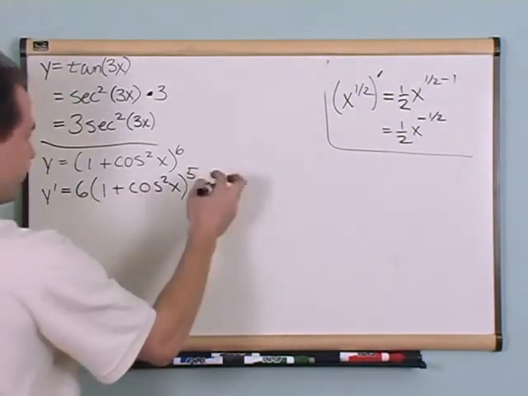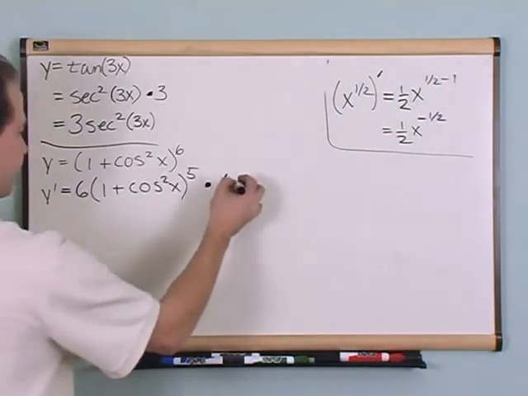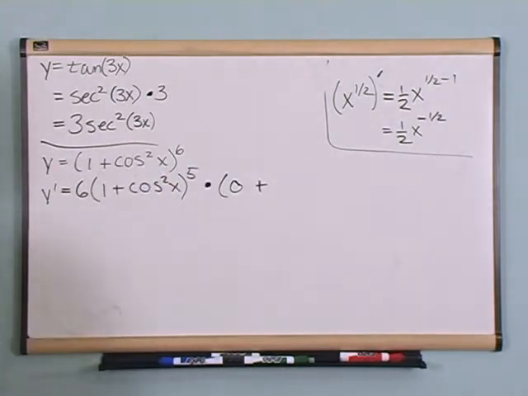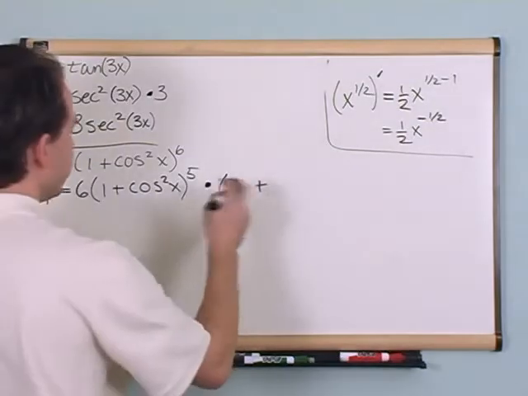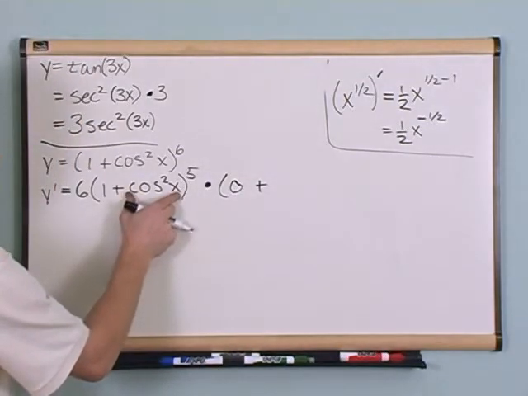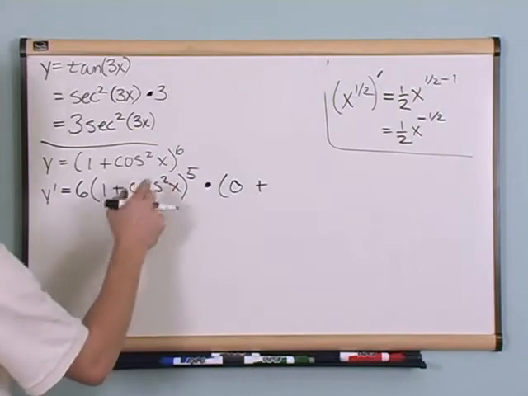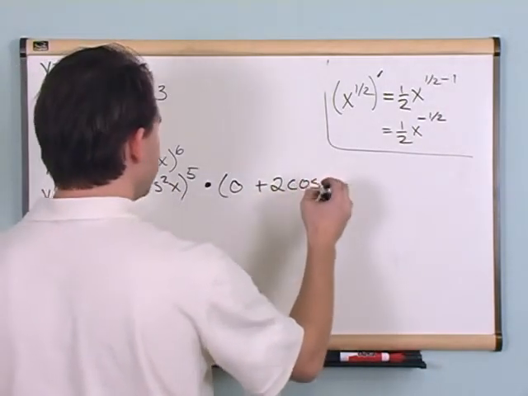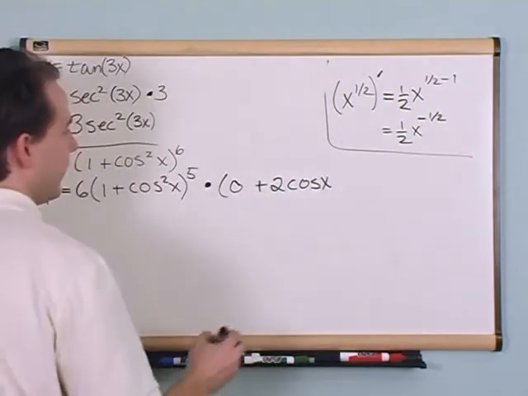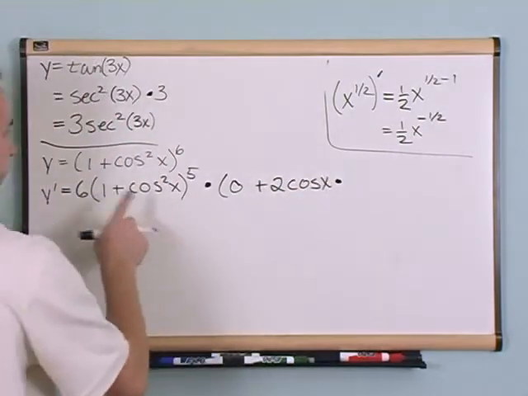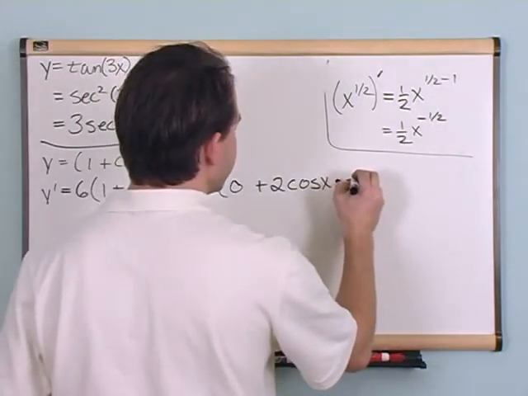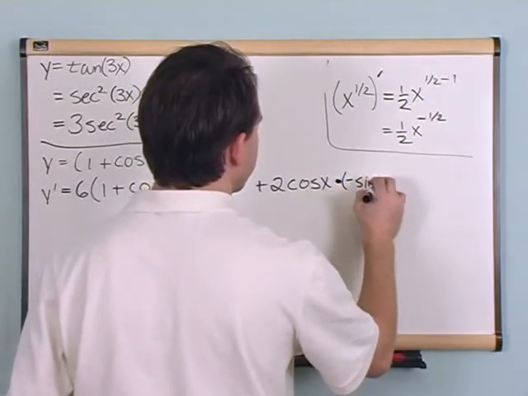The derivative of 1 is simply 0. The derivative of cosine squared is another little trick, right? Because that's not exactly the same either. But the big picture function here is cosine squared, so I'm taking the square of something. So what I have here is 2 times the cosine of x. Okay, and again, I have to take the derivative of the inside here, which is derivative of cosine, which is negative sine of x.